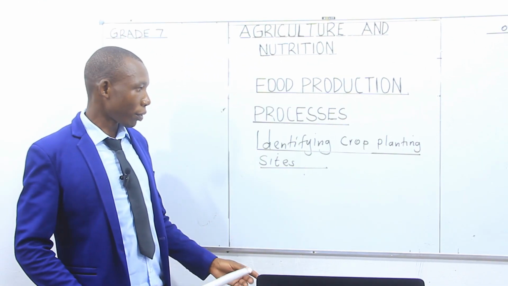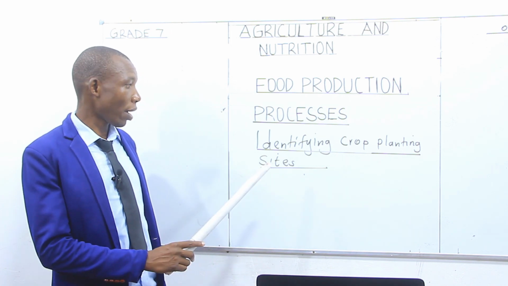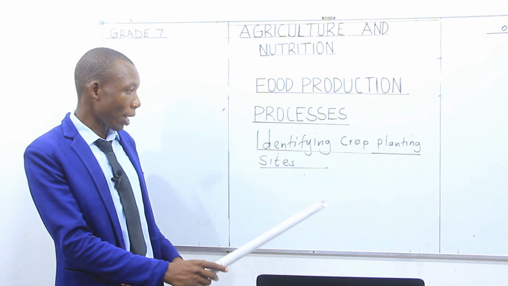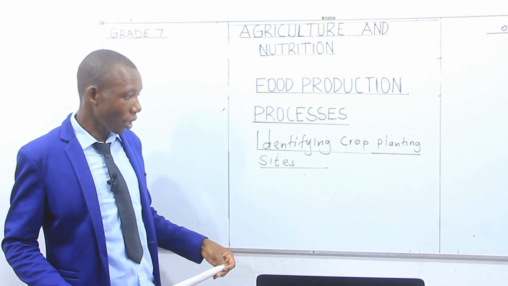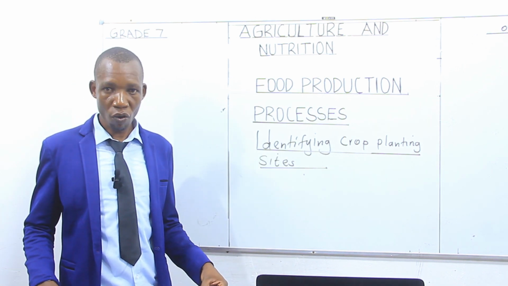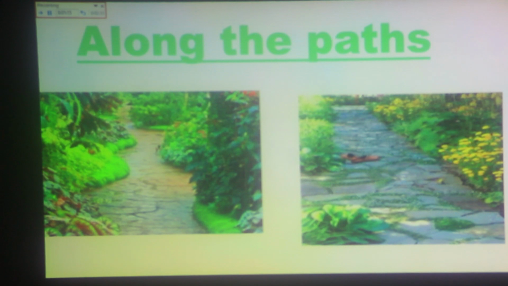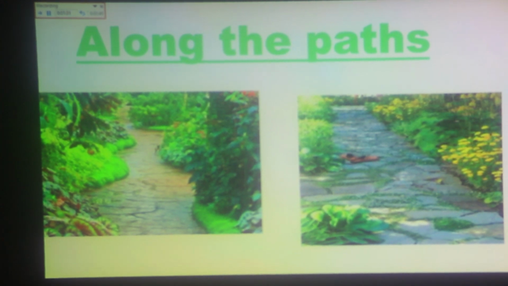So under food production processes, we are going to identify some of the crop planting sites in our school and also at home. Look at some of the areas where we can produce the food. So we're going to look at the pictures. There we have along the path. So you can produce the food along the path.